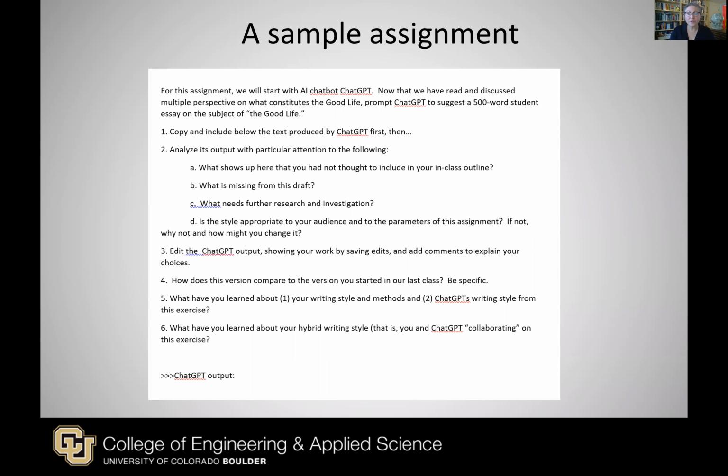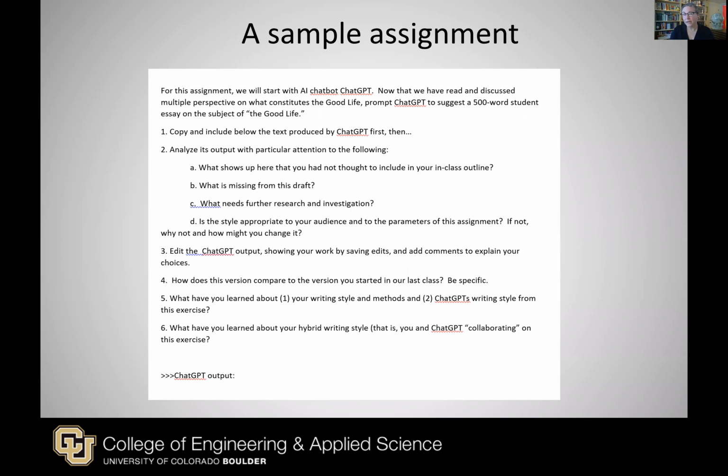So we use this for them to start using bad prompts and start honing in on what a good prompt is. Copy and include below the text produced by ChatGPT, and then this is the analysis part. They have to turn in what the output of ChatGPT was, and then their analysis of that. Look at what shows up here that you had not thought to include.